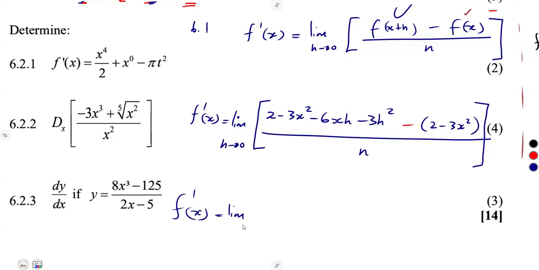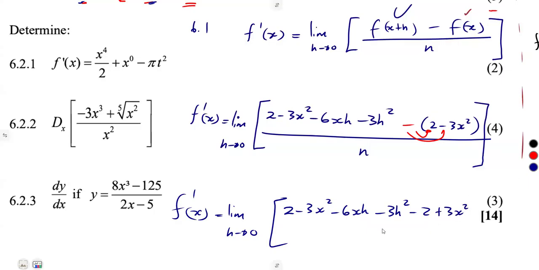So this is what you're going to have. The limit as h approaches 0 of, expand the bracket. This part I'm just going to rewrite as it is, 2 minus 3x squared minus 6xh minus 3h squared. Then expand by negative: negative times 2, that's negative 2. Then negative times negative 3x squared is going to be positive 3x squared, everything over h.